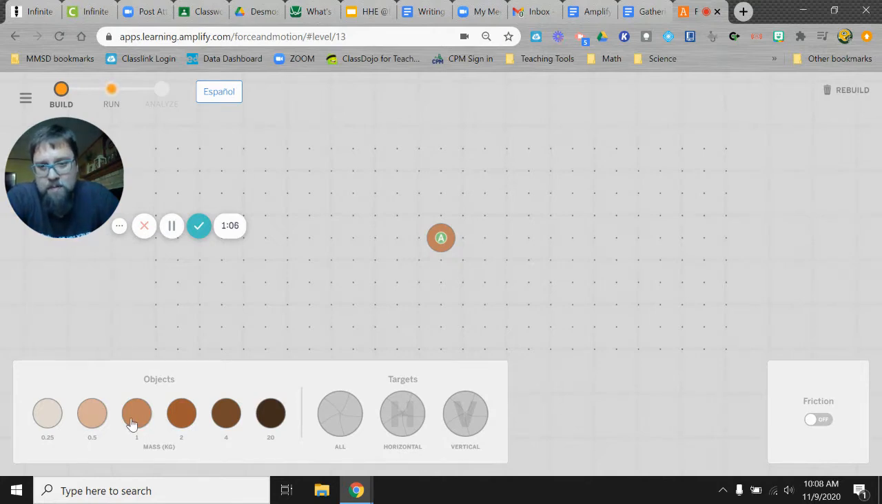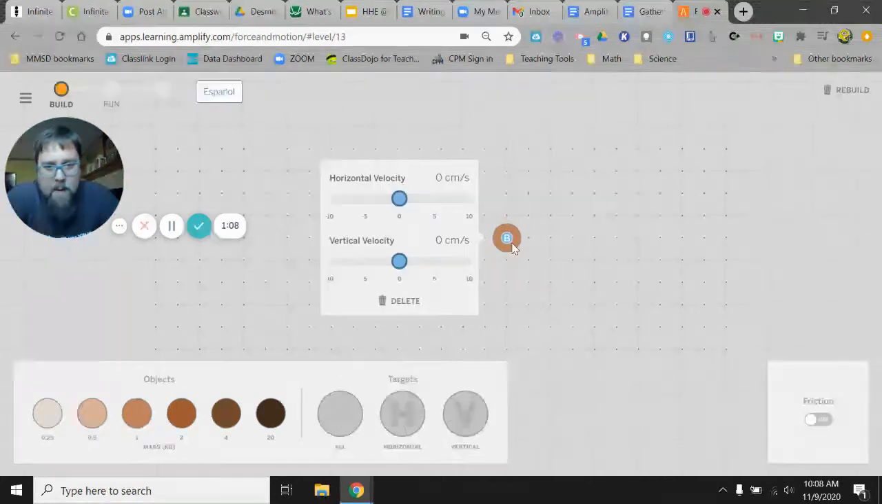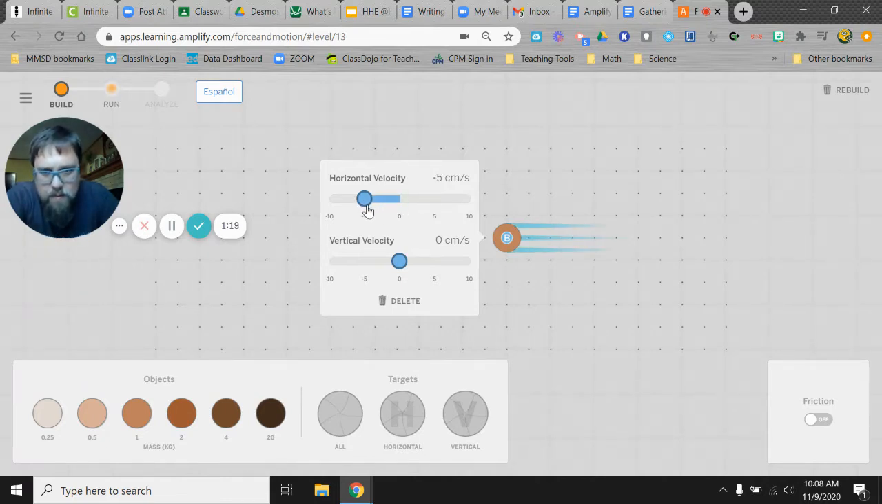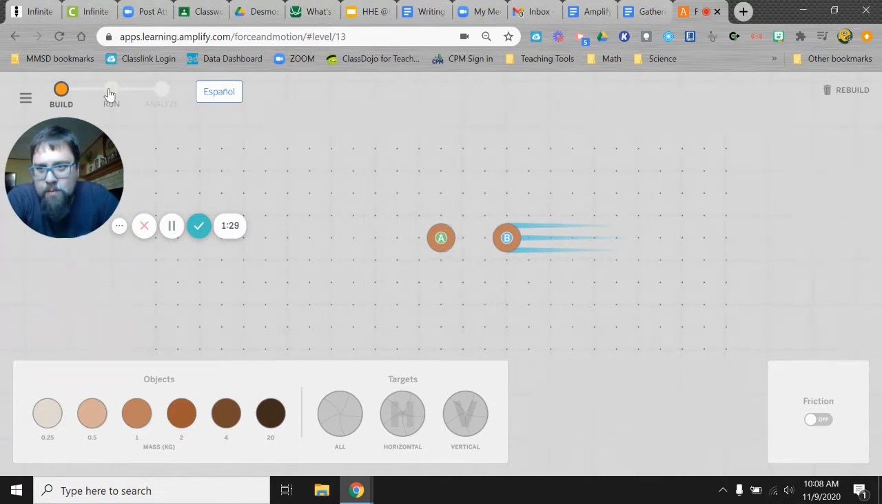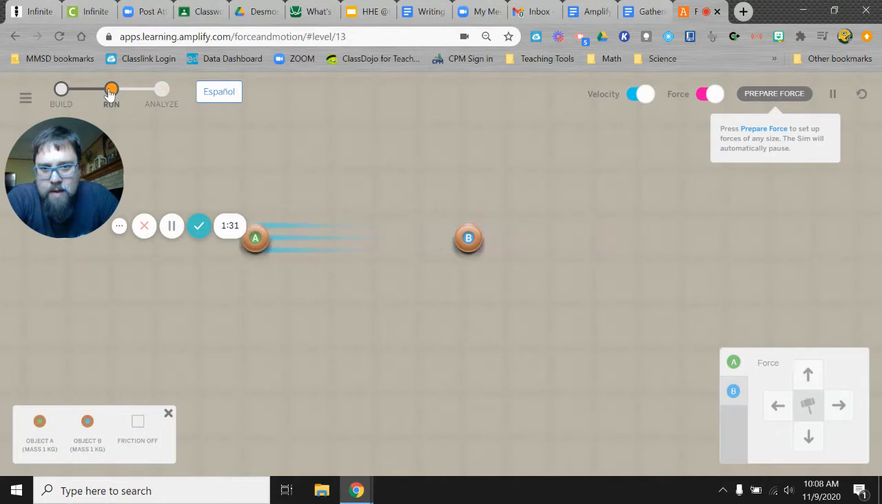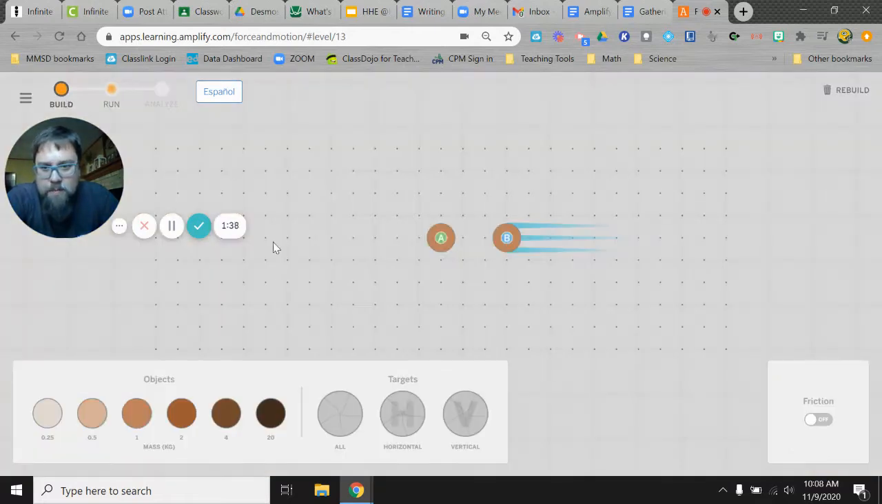All right, so I'm going to start putting some other objects out there. Okay, so I have object B out there, same mass in kilograms, 1 kilogram. And I'm going to send this at object A with a horizontal velocity of 5 centimeters per second to the left. Okay, so let's just do that. And let's run. And you can see we got object A to start moving. Okay, so there's that. Let's go back to build.